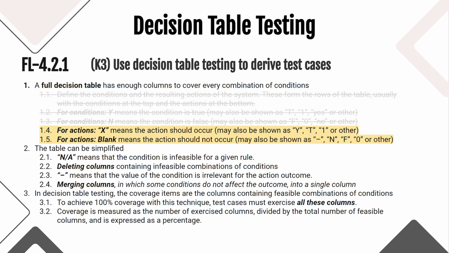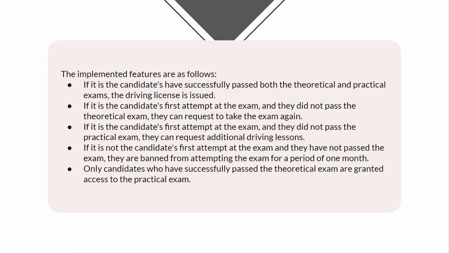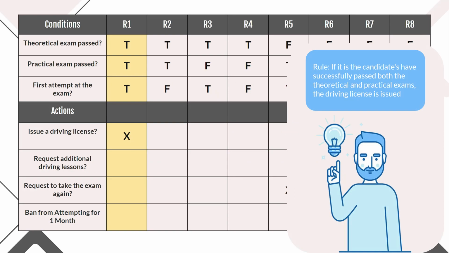We need to label the consequences of each combination with the X sign. Accordingly, we read the conditions carefully and mark each action with an X when the action must take place according to the conditions. The first rule is as follows. If the candidates have successfully passed both the theoretical and practical exams, the driving license is issued.